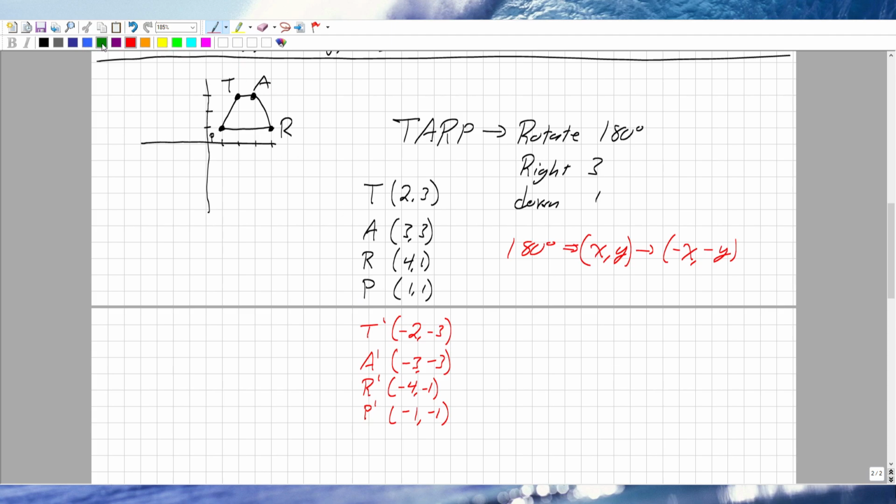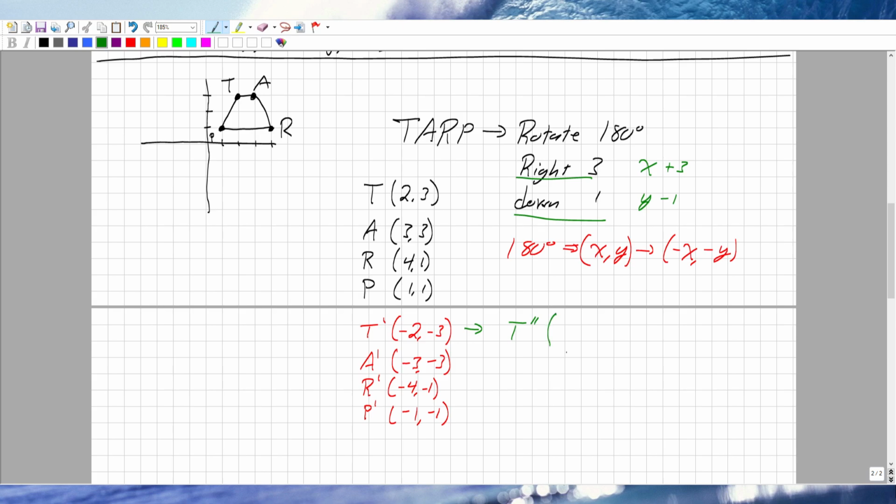And then I'm supposed to move it to the right 3 and then down 1. To the right 3 means I would take my x coordinate and add 3 to it. Down 1 means I would take my y coordinate and subtract 1 from it. So for T prime to become T double prime, because this is its second transformation, you use double prime for second, triple prime for third, quadruple prime for fourth, and so on.